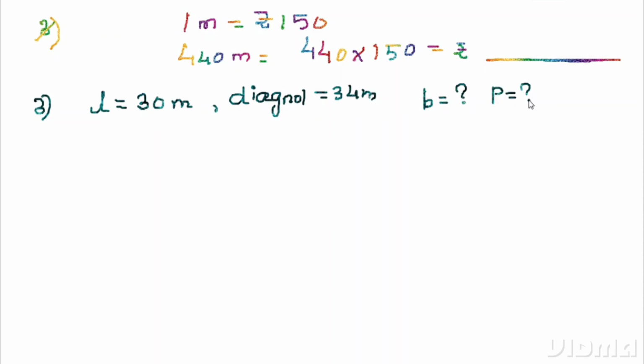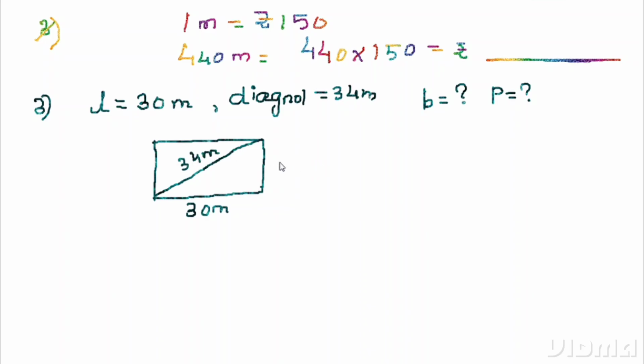So now first let us draw a rectangle and let's see what is given to me in the question. So this is my rectangle. They are saying that this side is 30 meter and the diagonal is 34 meters. So this is given to me as 34 meter. Now how can I find the breadth? You know there is something called the Pythagoras theorem, so I can use this to find my breadth.